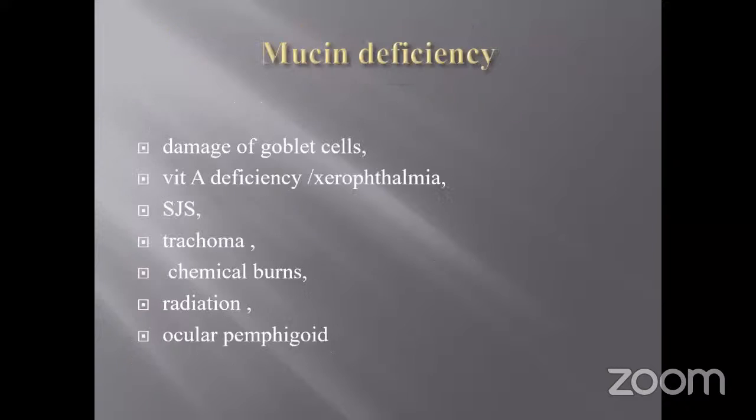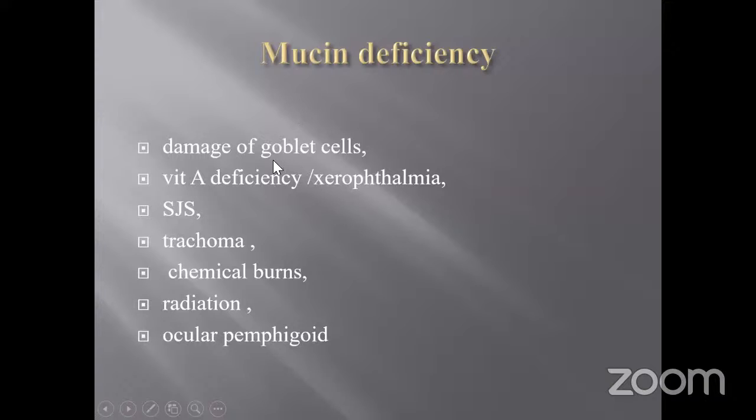Okay. So actually, I haven't put a slide on this. What causes mucin deficiency? Mucin is mainly produced by goblet cells, conjunctival goblet cells. We have seen that the innermost layer is the mucin layer, that is by the conjunctival goblet cells. So any damage to goblet cells will result in mucin deficiency.